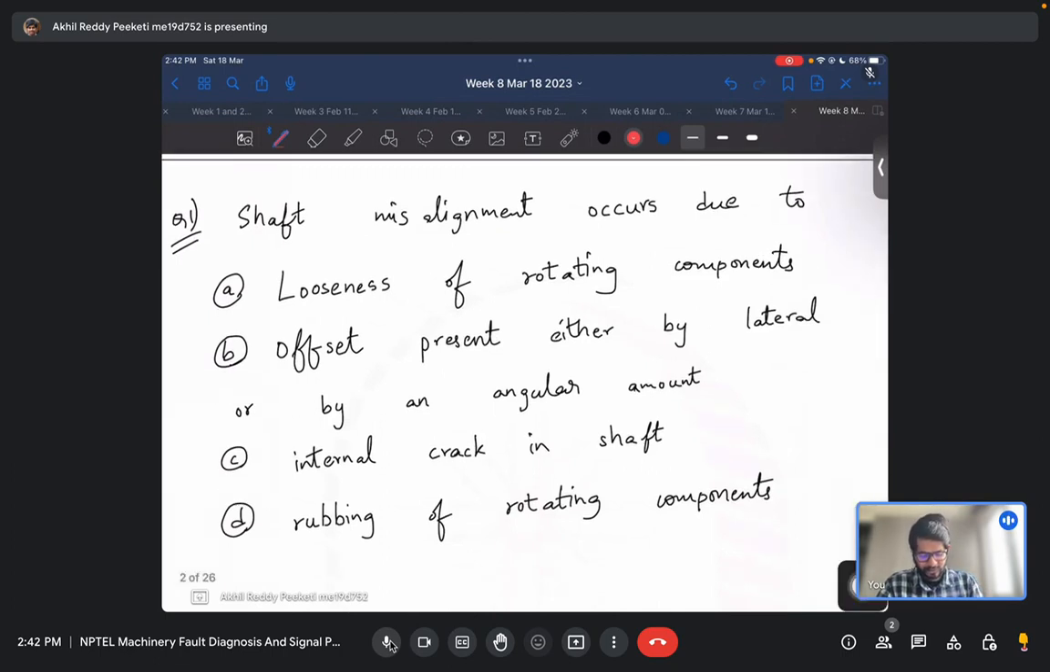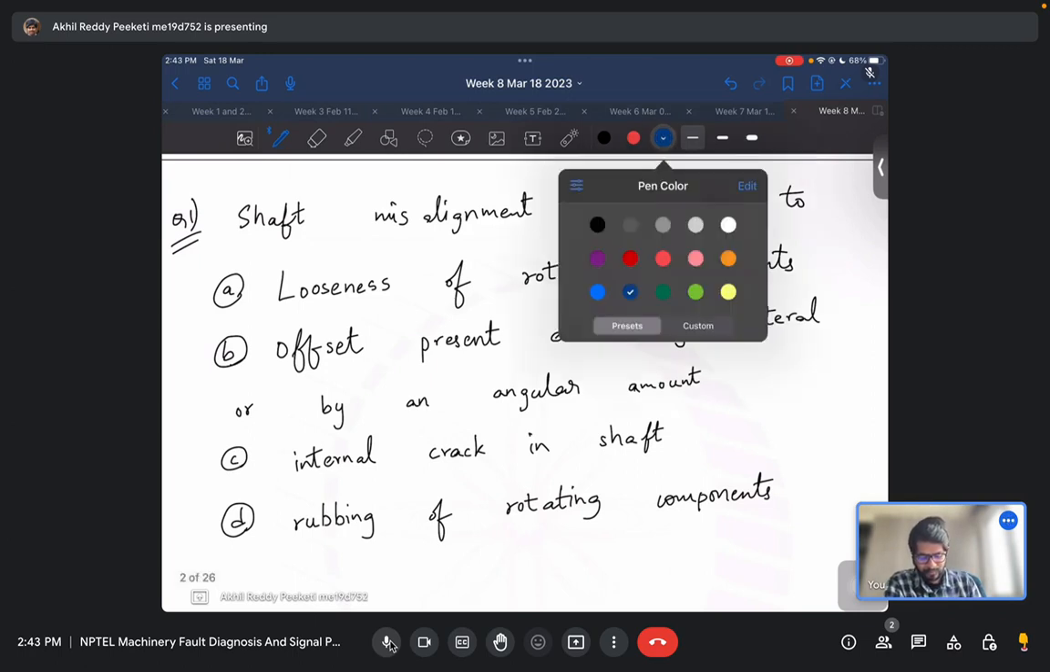Let's look at the first question. Shaft misalignment occurs due to which of the following conditions? Looseness of the rotating components, or offset present either by lateral or by an angular amount, or an internal crack in the shaft, or rubbing of the rotating components.